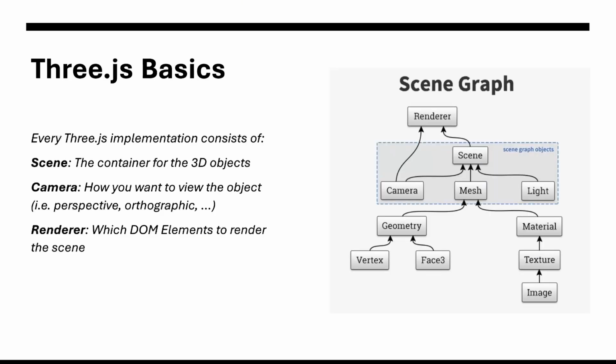So now let's dive into some of the basics of Three.js. Every Three.js implementation consists of a scene, a camera, and a renderer. The scene is pretty much the container where all the 3D objects are inside of. The camera is how you want to view the object, so whether it's perspective or orthographic. Perspective is kind of how we would see an object. And we also have the renderer, which is essentially how we link the scene to our web page.